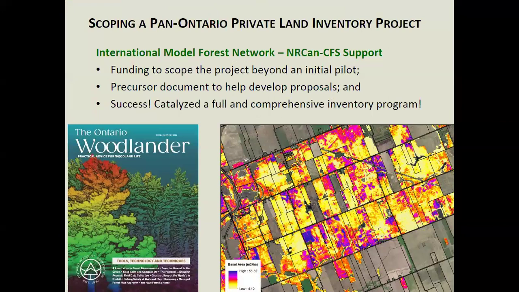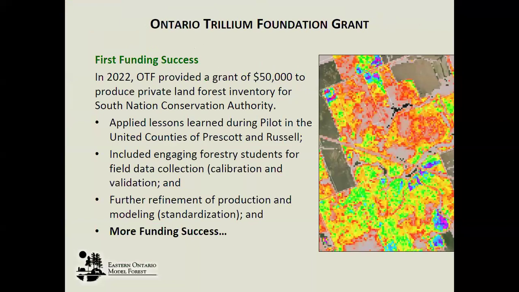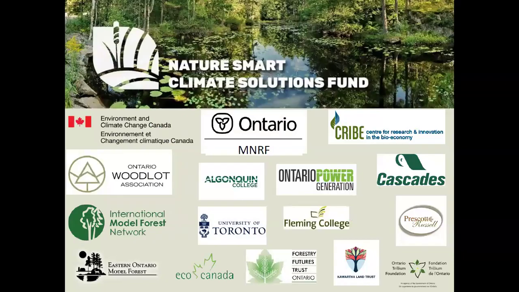But this just gives you an idea of some of the visuals I was referring to with the different key points. The Ontario Trillium Foundation grant we got. Can you see all the partners and their logos there now? Yeah, I can. Okay, great. And there's more than this. It keeps growing and building all the time.